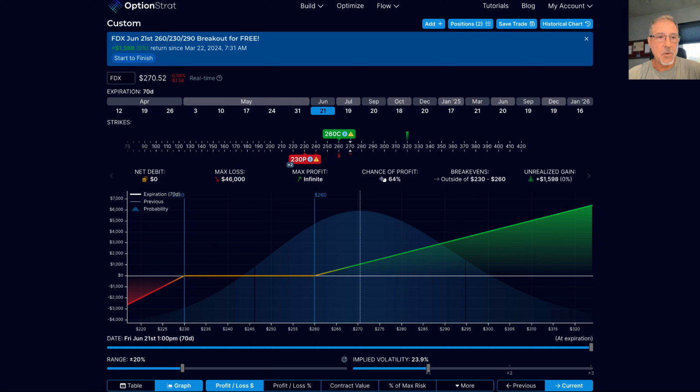The other thing I want you to quickly look at: let's take a look at this trade had I not adjusted it. If I just had on the original trade and had never adjusted it, I'd be up $1,500.